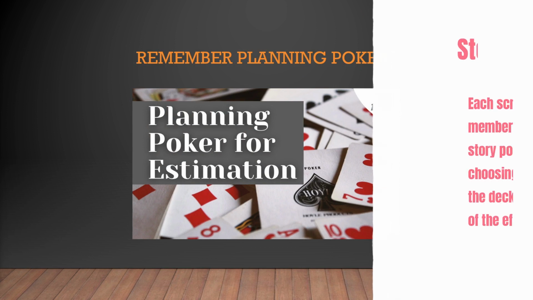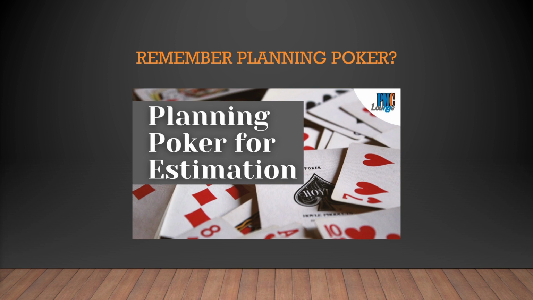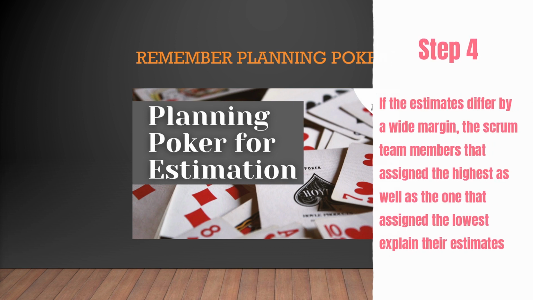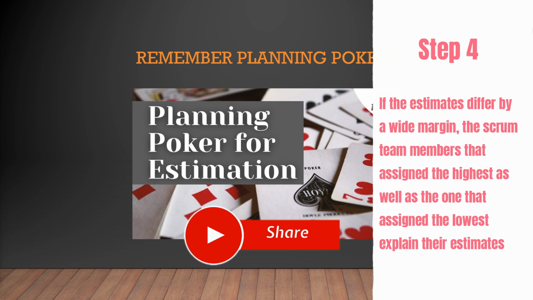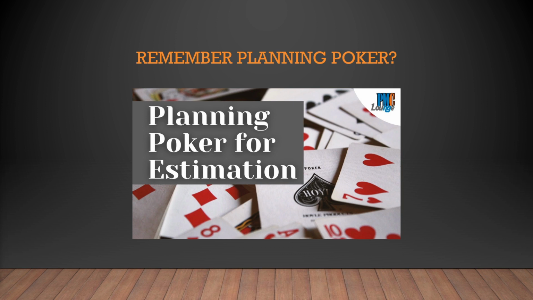So each Scrum team member assigns a story point value by choosing a card, right? They can be using some sort of software or some other scale. It totally depends on the team and how it works out best for them. So in step 4, if there is a large difference between the estimates, if there's a wide margin of difference, the Scrum team member that assigned the highest value and the Scrum team member that assigned the lowest value explain their estimates. Now, this is important because based on this, the team will have a better understanding of the story, and a better understanding of the efforts required.